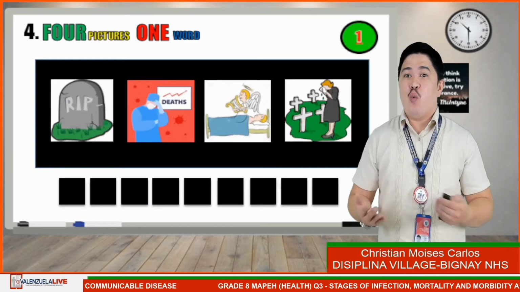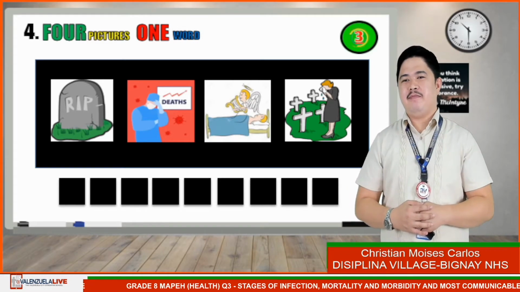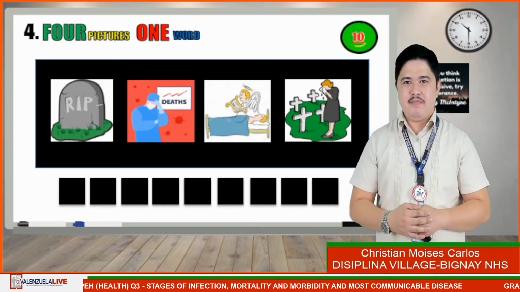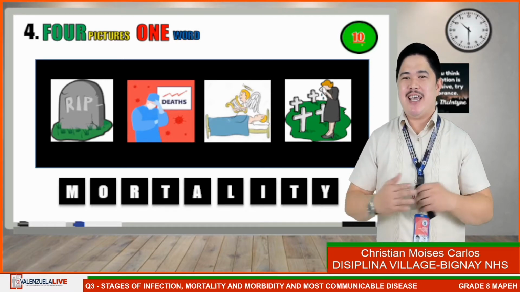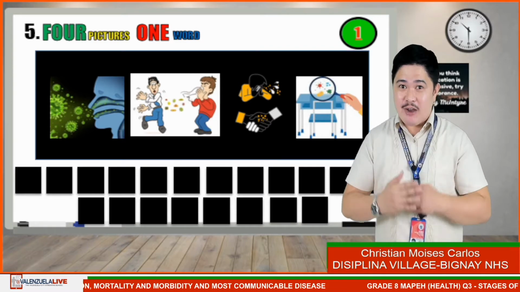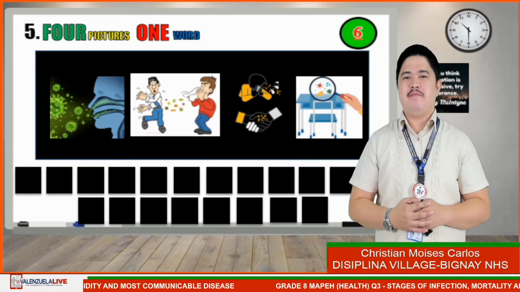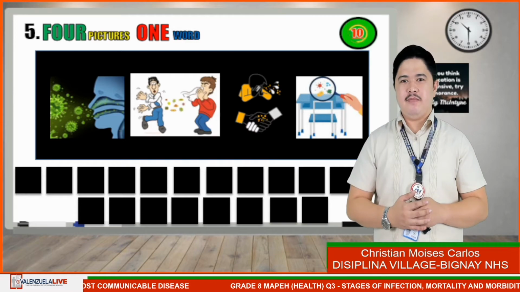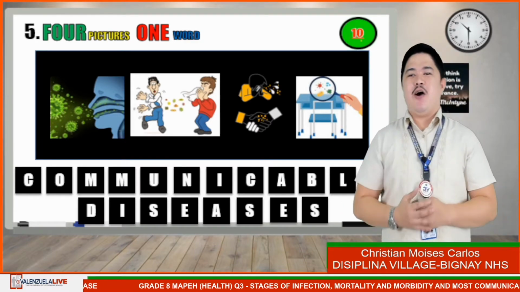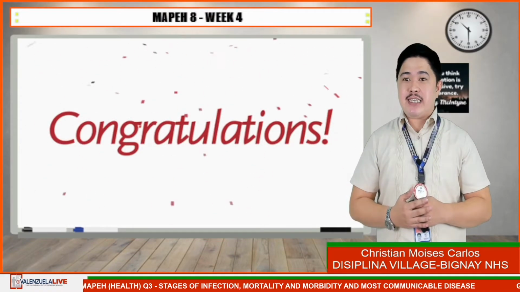Number 4. What is the word? 10 seconds starts now. Oops, the correct word is mortality. Number 5, what is the word? Your 10 seconds starts now. The correct word is communicable disease. Okay. Congratulations, grade 8 learners. Those words may come across in our topic for this morning.